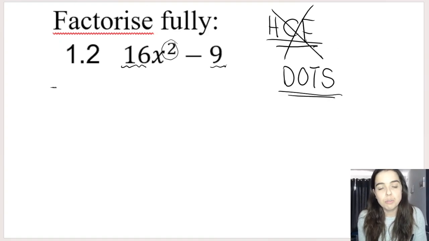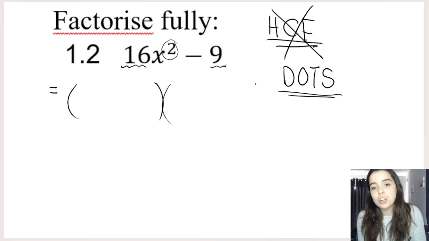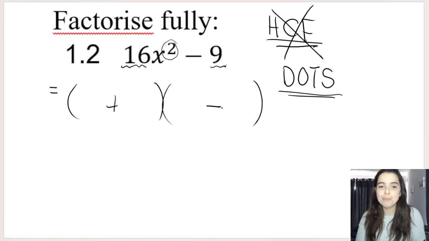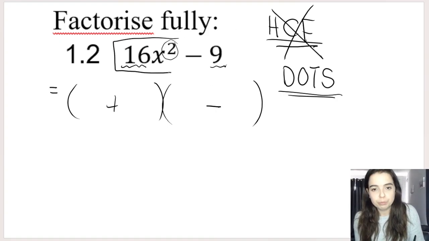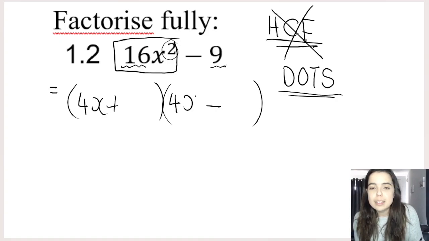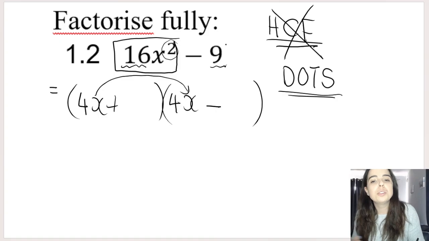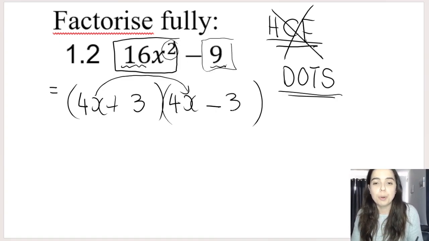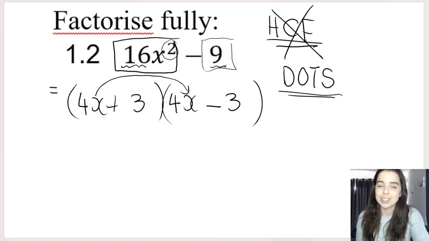And difference of two squares involves two brackets. You're going to put a plus in the one bracket, a minus in the other. It doesn't matter which bracket gets what. And then you're going to take your first term and you're going to square root it. So the square root of 16 is 4. You're going to put that in at the start of each bracket. The square root of x squared is x. It makes sense because x times x will get you the x squared, and 4 times 4 will give you 16. Then you do the same but with 9. The square root of 9 is 3. So you put 3 there and you put 3 there. And there we go. That's your answer.